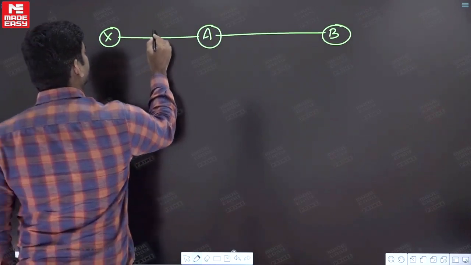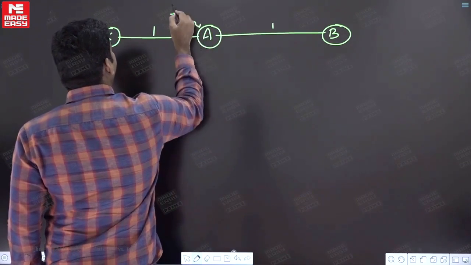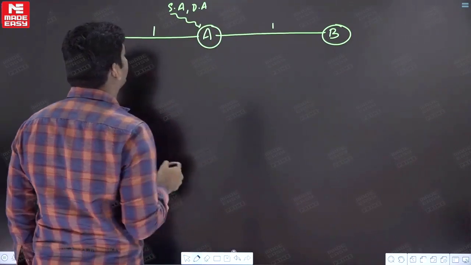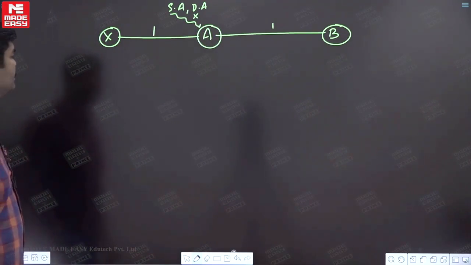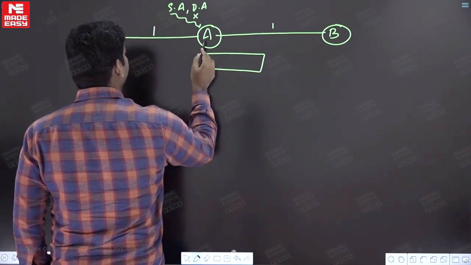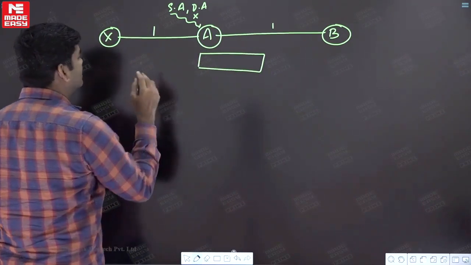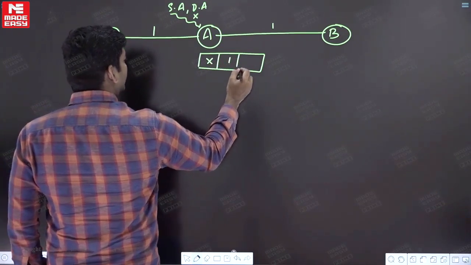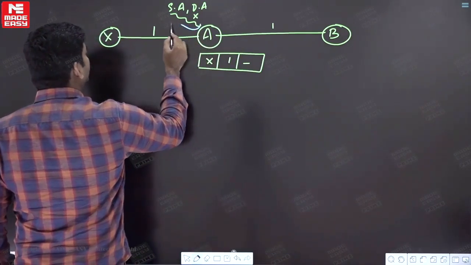Suppose here I have taken 1 and 1 as the delay. So when a packet came to router A, the source address and the destination address will be there for a packet. Like for example, the packet destination address is X. Then it is going to update the table. Since for A, this X is directly connected, A will be knowing about that X. For that, no need to apply any routing algorithm. It's going to update as X, 1 and dash. Okay, understand? So the packet will be forwarded to X.